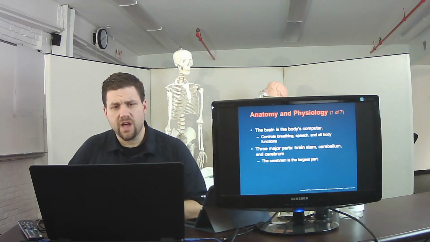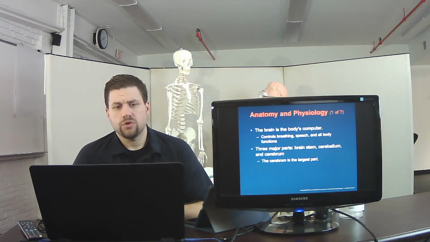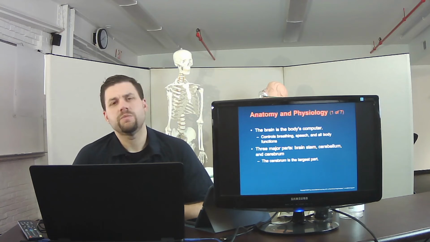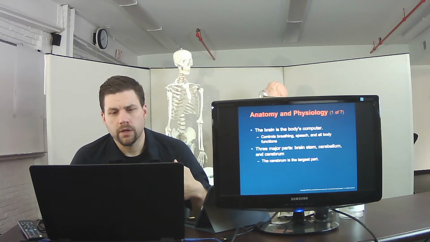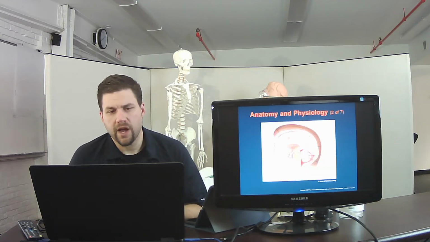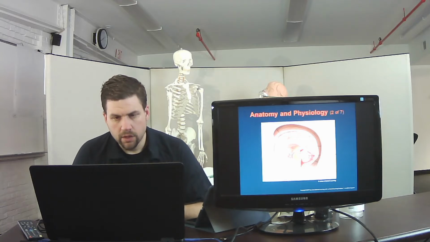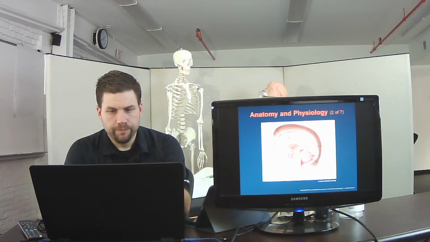So anatomy and physiology. The brain is the body's computer. Right? The brain is controlling our breathing, our speech, and all of our body functions. 3 major parts of the brain include the brainstem, the cerebellum, and the cerebrum. The cerebrum is the largest part. So if we look here on the diagram, we see the cerebrum. That's the big chunk of the brain that we think of when we draw a picture of the brain. And that is encased in our skull.